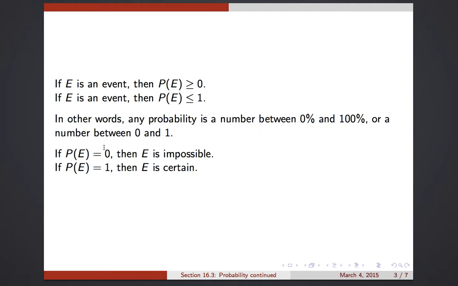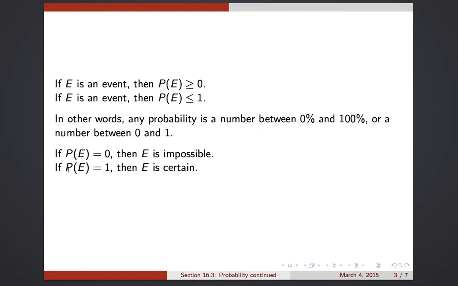In particular, if you think about the boundary of this range, they have to live between 0 and 1. If you tell me the probability of E is 0, then what you're really saying is that E is impossible. There's no way for E to occur. So think about rolling 2 dice and seeing a sum of 1. That is impossible. The sum of 2 dice is at least 2. So the probability of rolling a sum of 1 is 0.